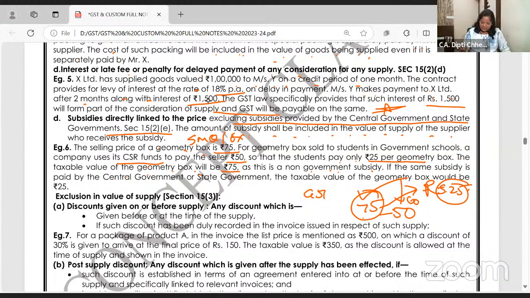Any doubts, you can ask. Yes, ma'am, only subsidy of government will be ignored. Yes, central government, state government subsidies, ignore. Not ignore exactly: if they are included, remove; if they are already not included, then ignore. But this is a private subsidy. Exclude the subsidy only by central government and state government. Clear to all of you, the example?